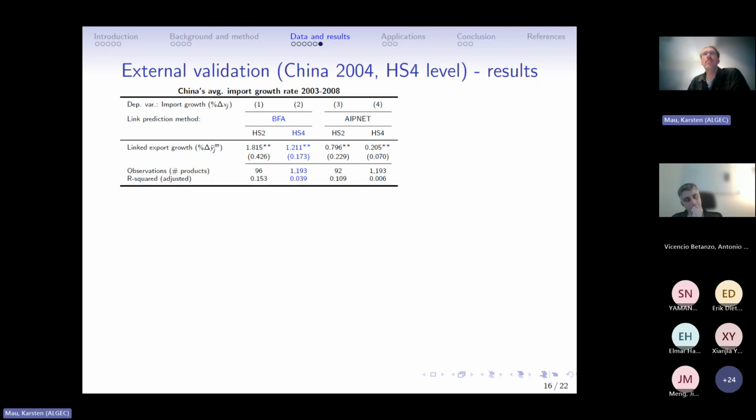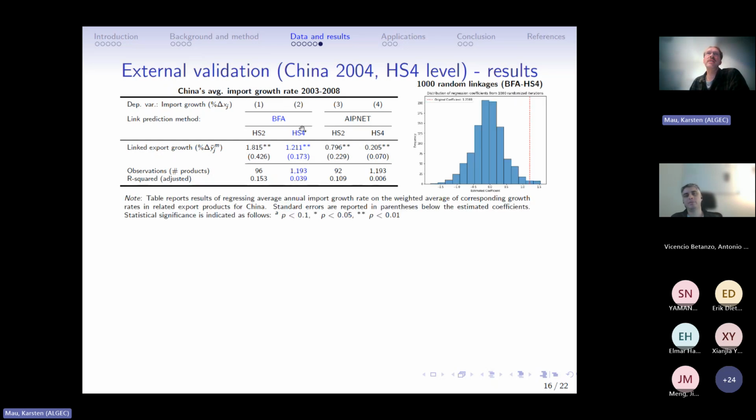We then also did some robustness checks to see whether this is a random result, right? That maybe the mapping that we obtain is random and it just happens to be a good fit. The same could be the case for IPNet. So in robustness checks, we are randomizing the mapping at the 4-digit level and re-estimating it.